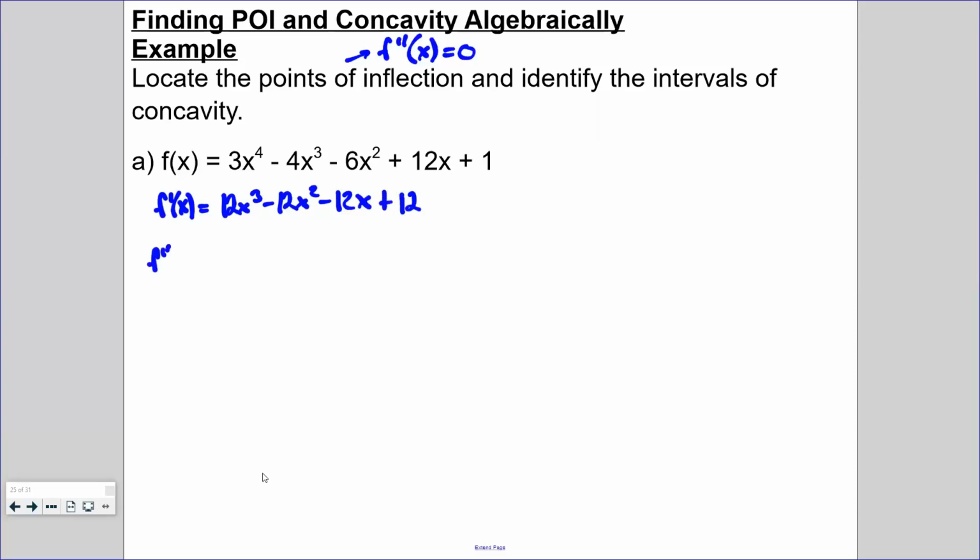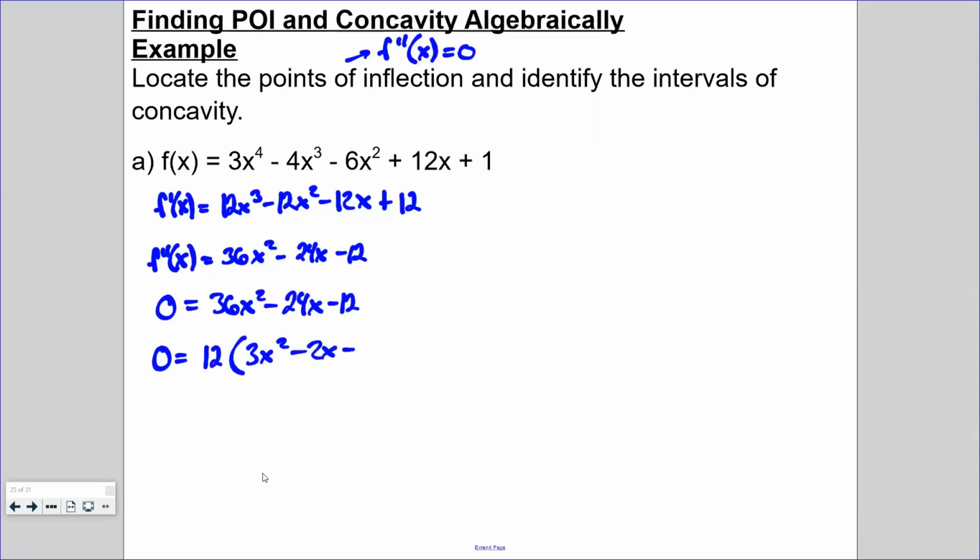All right, then we just need to find the second derivative, so we'll take the derivative again. 36x squared minus 24x minus 12. Not quite as fun. Now we'll set the second derivative equal to 0. So 0 is equal to 36x squared minus 24x minus 12. And now we're just solving a quadratic equation. I can see 36, 24, and 12 all have a 12 in common, so I can factor out the 12. So it'll be 12 times 3x squared minus 2x minus 1. I can then divide both sides by 12 to get rid of that. Leaving me with 0 equals 3x squared minus 2x minus 1.